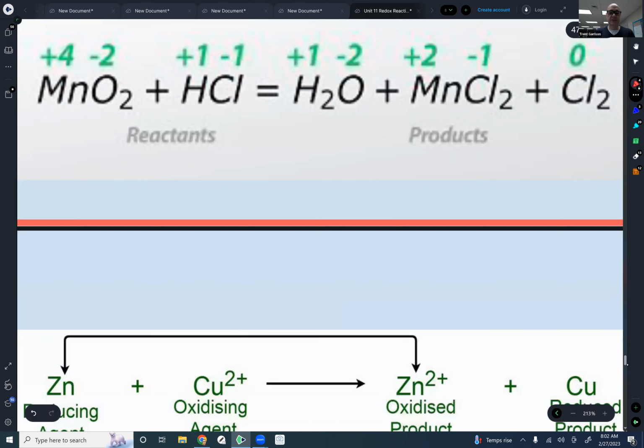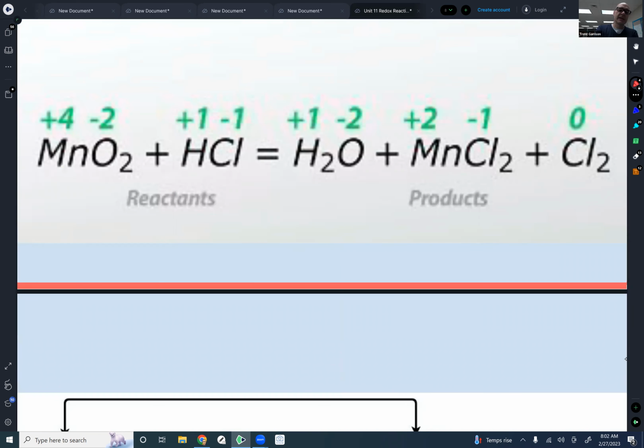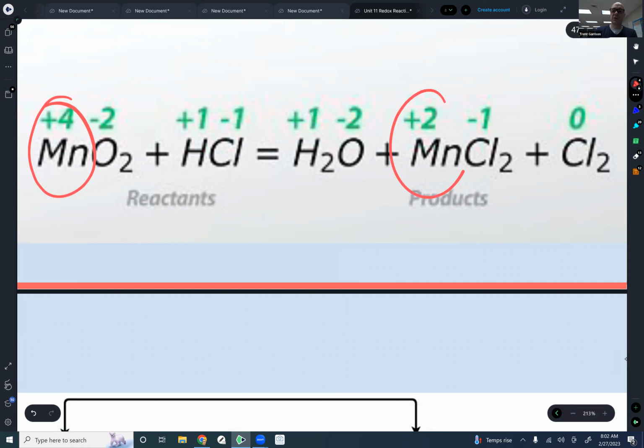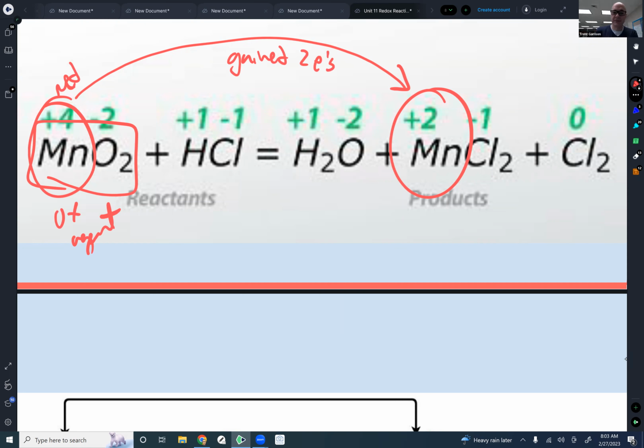Now, more example. Let's see here. Manganese, it changed its charge. It was a +4. Now it's a +2. That means it has gained 2 electrons. Because you gain, that means you are reduction. That means that the entire material is the oxidizing agent, not just the element. The entire material is the oxidizing agent.